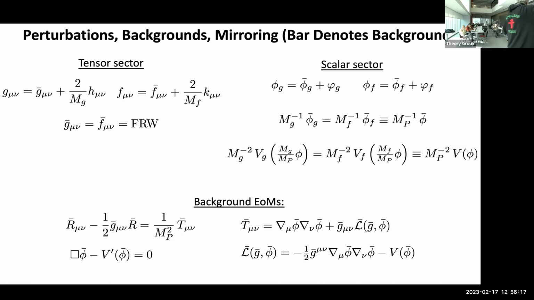So this is something we're imposing on the theory, that the background for both fields is the FRW background. So we want an FRW background that will be determined by phi bar, which can be either phi G or phi F. And that's where the stress tensor comes from. So there's an FRW background that the perturbations of the graviton are responding to, and it's the same background that the perturbations of the massive scalar field will be.